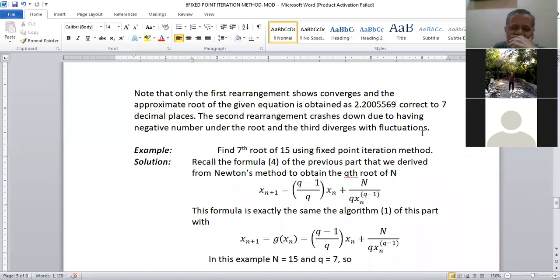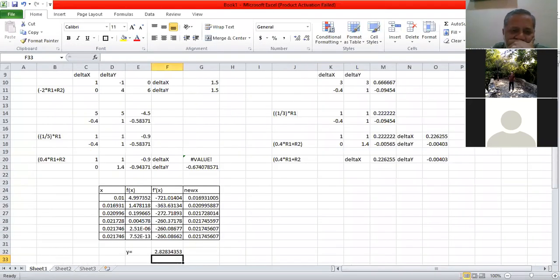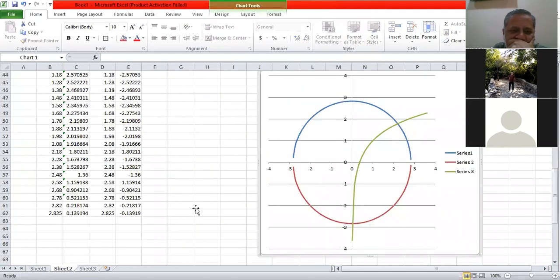So these are two examples that demonstrate the use of the fixed point iteration method, especially if you are working with calculators, and if you are working with an Excel sheet, the process becomes very fast. Let me show you an Excel sheet, if there is one available. I hope you can see this Excel sheet. No, this is not the one.